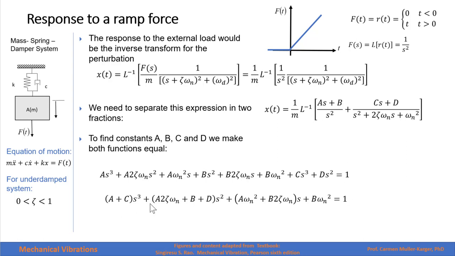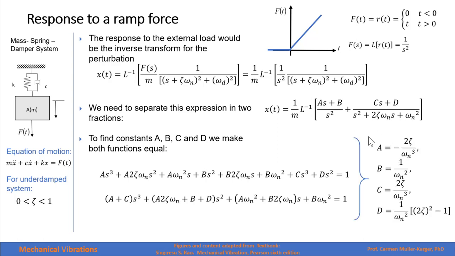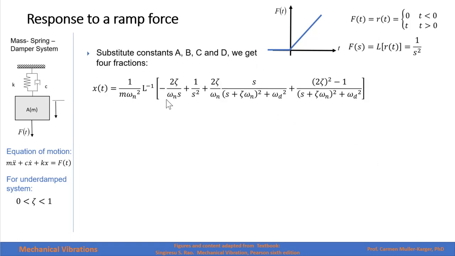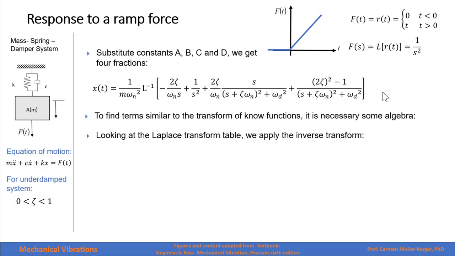And then this polynomial becomes 4 equations that allow us to find the 4 variables a, b, c, and d. Solving those 4 equations, we get those constants, and we include those constants into our function over here, and then we will be able to find the inverse Laplace transform. Here we have the 4 fractions, and then we have to manipulate all these fractions in order to find similar terms to our tables.